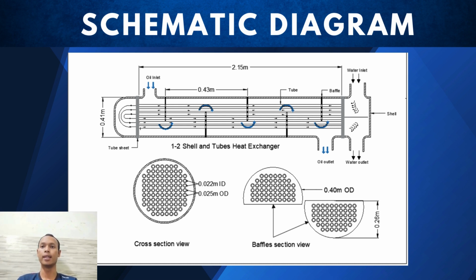From the diagram also, we can see the cross-section view of the exchanger. From there, we can see clearly how it looks from the inside. The internal and external diameter of the tube is 0.022 meter and 0.025 meter respectively. Next is the baffle section view. The baffle length is about 70% of the diameter of the shell. That is 0.26 meter, and its outside diameter is 0.40 meter.